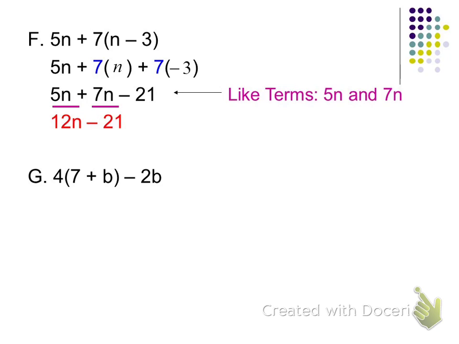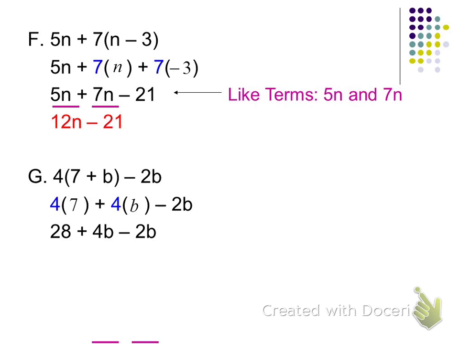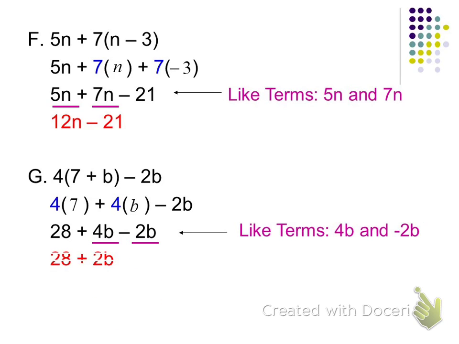So what's the next step going to look like? Yes, ma'am. You are one step ahead of me. Yes. So after you distribute the 4, you're looking at 28 plus 4b minus 2b, but those b's in the back are like terms. And you end up with 28 plus 2b.